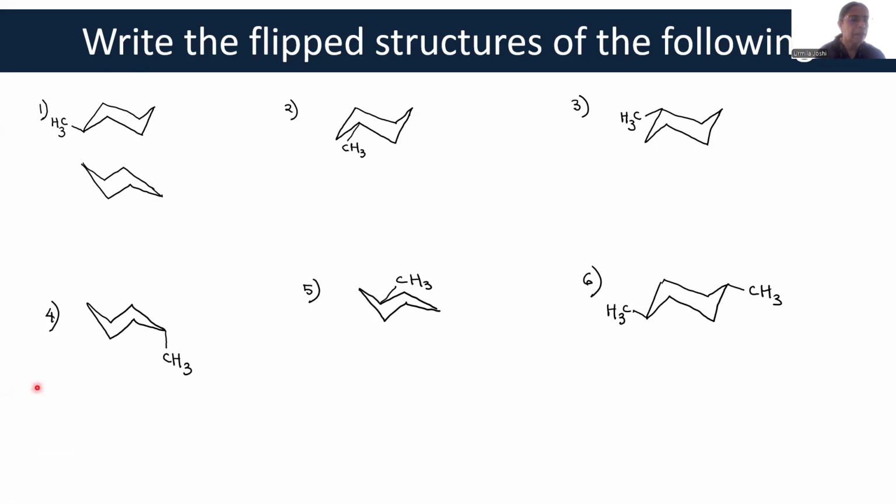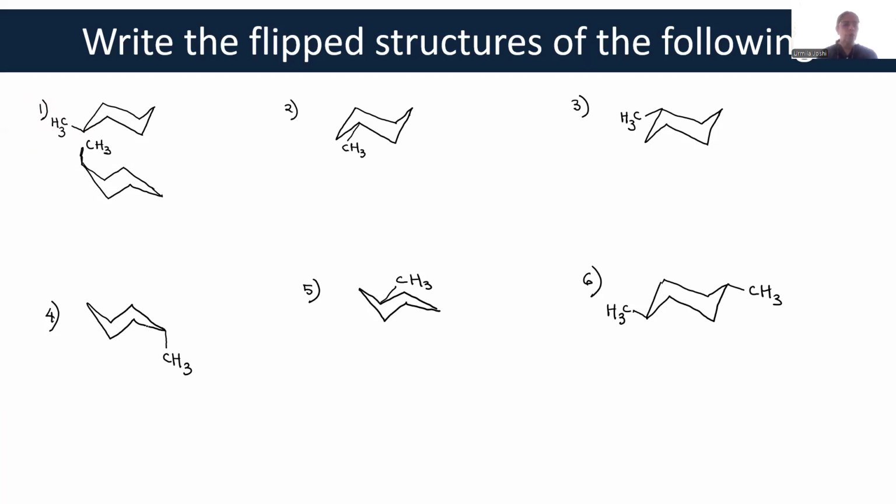When you draw the flip chair, let me use the pointer. This carbon is the lower plane carbon. So now it goes to upper plane. The bond that is pointing upwards remains pointing upwards, but equatorial becomes axial. So now let us try to write. This carbon now becomes this carbon. The bond that is pointing upwards remains pointing upwards, but equatorial bond becomes axial. And so this is the flip structure.